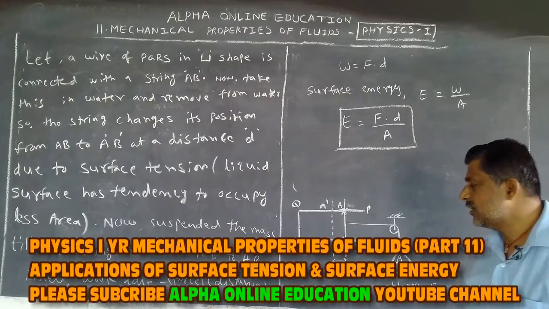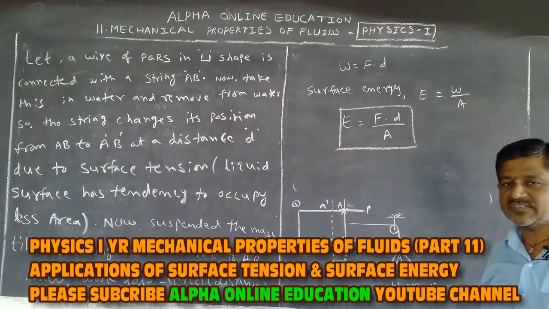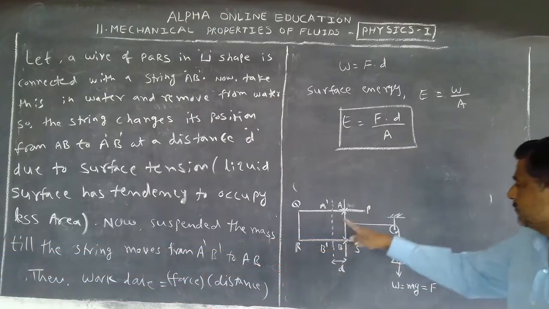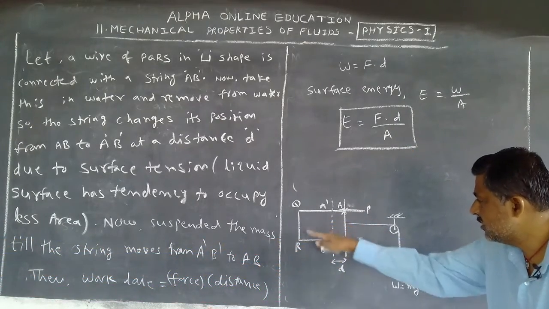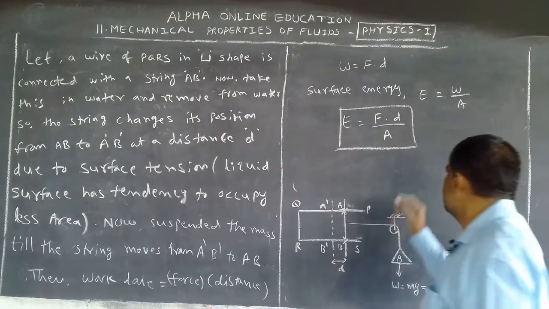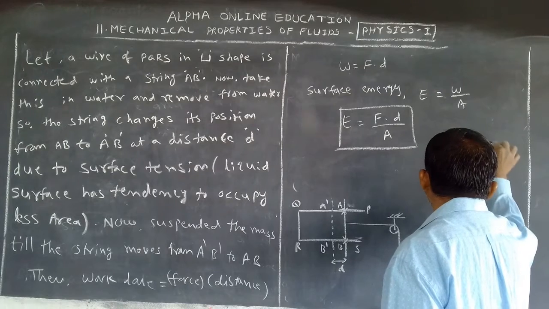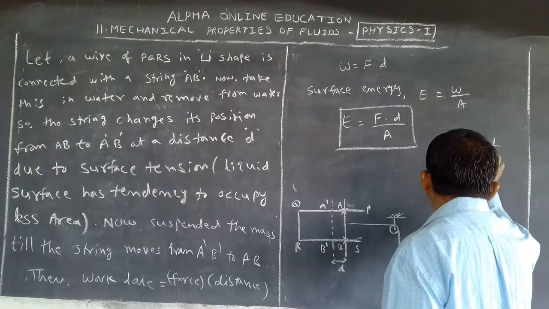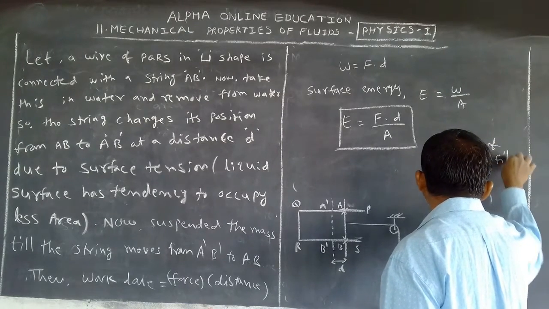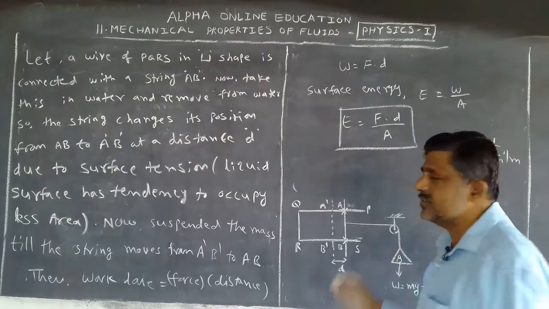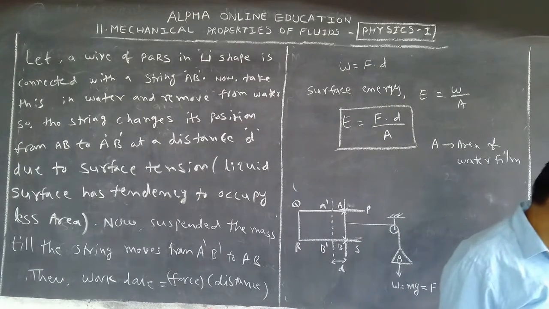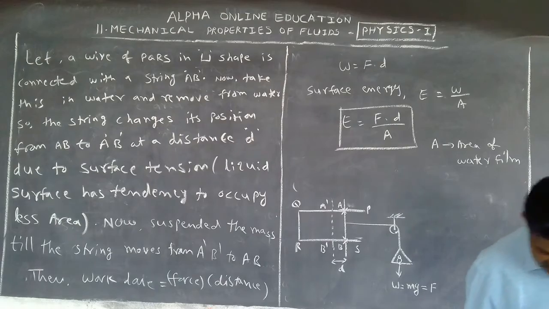Then substitute the work done in this equation. What is A? A means the area of the water film. Okay, in this way also we can calculate the surface energy.